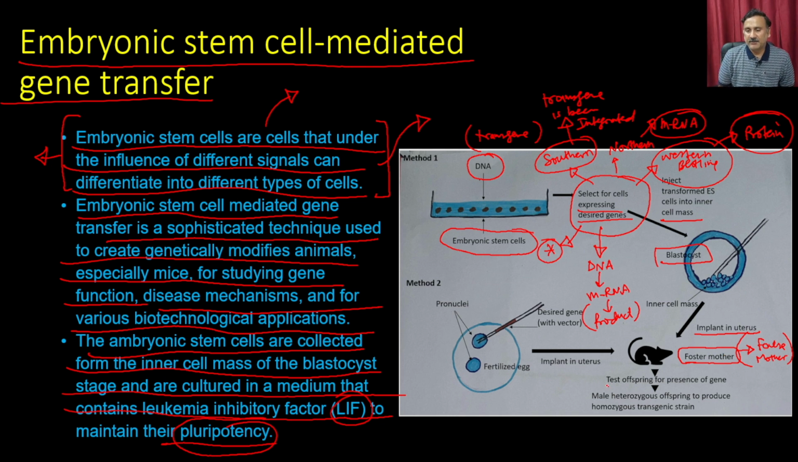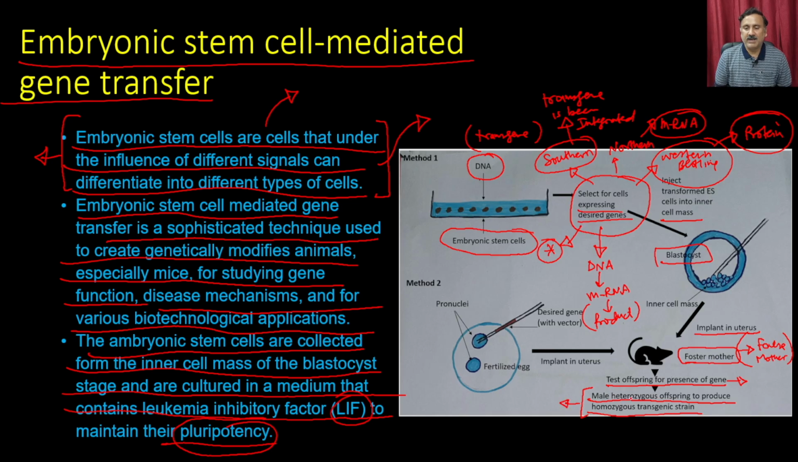So, then you test the offsprings for the presence of the gene. Again, you will do the same kind of analysis even in the offsprings, which means you are going to get the mice, and then you can test whether the mice cells are showing the integration of the gene into the genome, whether they are forming the messenger RNA, or whether they are forming the protein also or not.